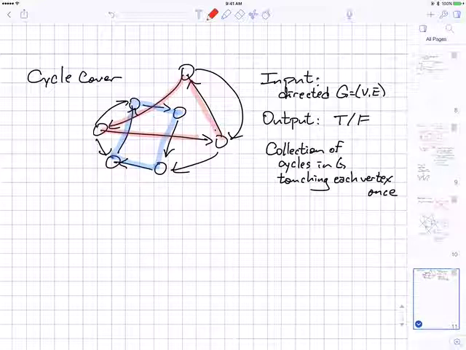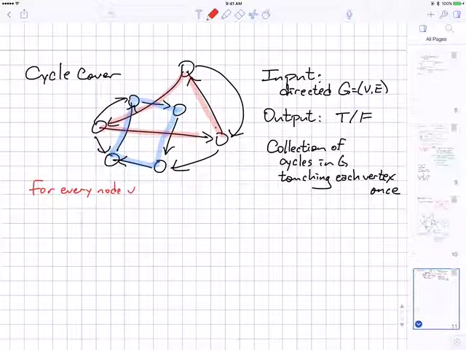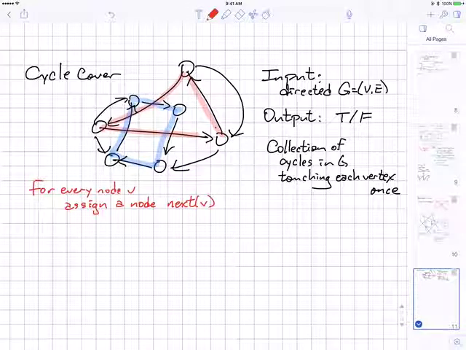So what I'm really doing here is I'm assigning, for every node v, I need to assign a node next to v. So I'm standing at v. Where do I go next? Well, v is part of the cycle, so I go to the next node in that cycle. So I'm assigning a successor to every node. A successor is just another node. So I'm assigning to every node another node.